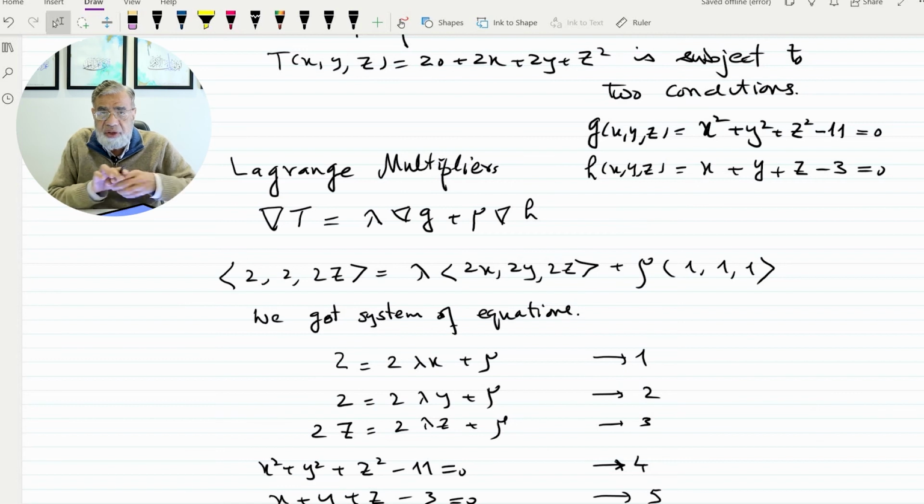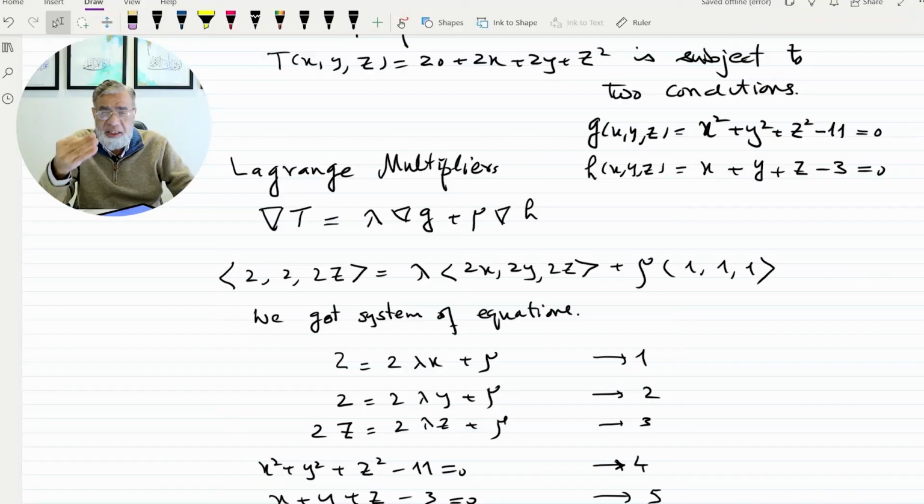We have five unknowns: x, y, z, lambda, and mu. We need 5 equations to get the solution. So we have three equations from the gradient of the Lagrange multiplier vector. Now we have two equations from the constraints. The first constraint is the sphere, x square plus y square plus z square minus 11 equal to 0, and the second is x plus y plus z minus 3 equal to 0. That's my g of x, y, z and h of x, y, z.